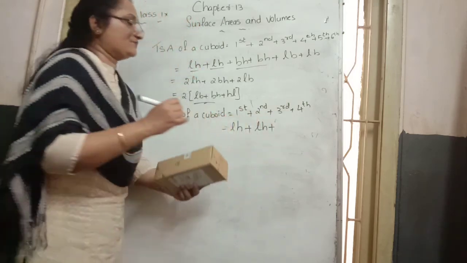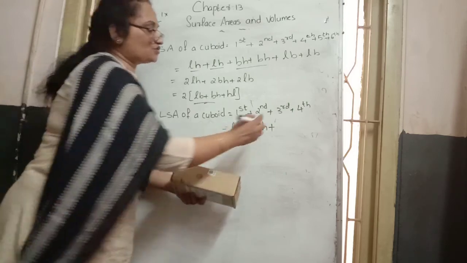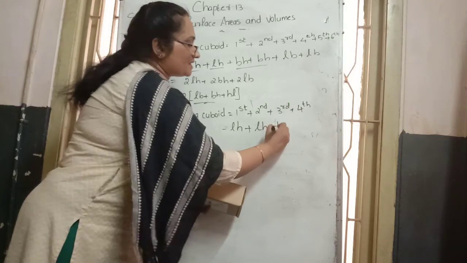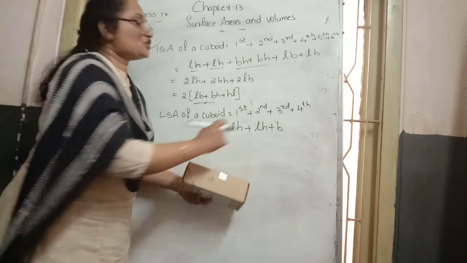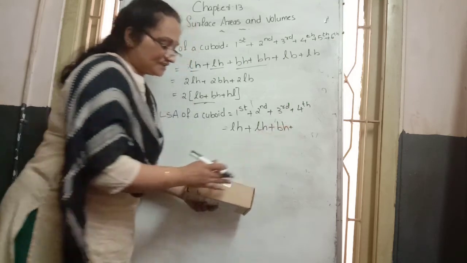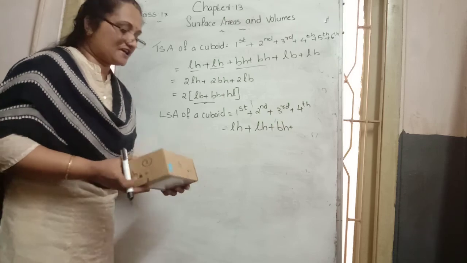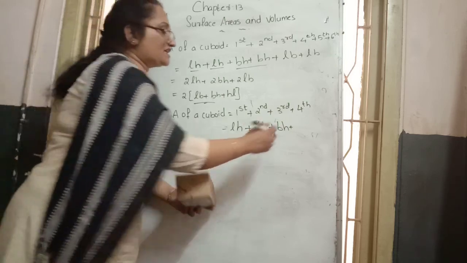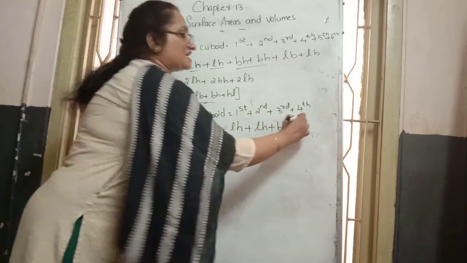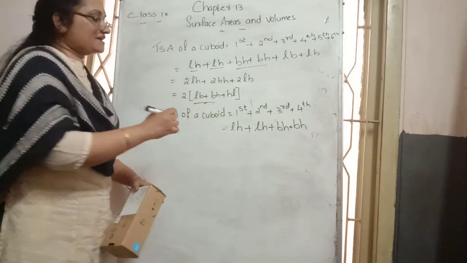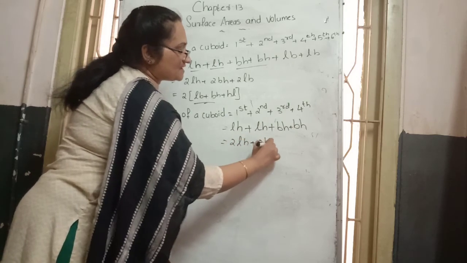So LH. Then the third face: length is equal to the breadth of the cuboid shape, and breadth is equal to the height of the cuboid. So BH. Then the opposite face becomes the fourth face. There also we consider length as length and breadth as the height of the cuboid. So how many times? 2 times LH is there, 2 times BH is there.